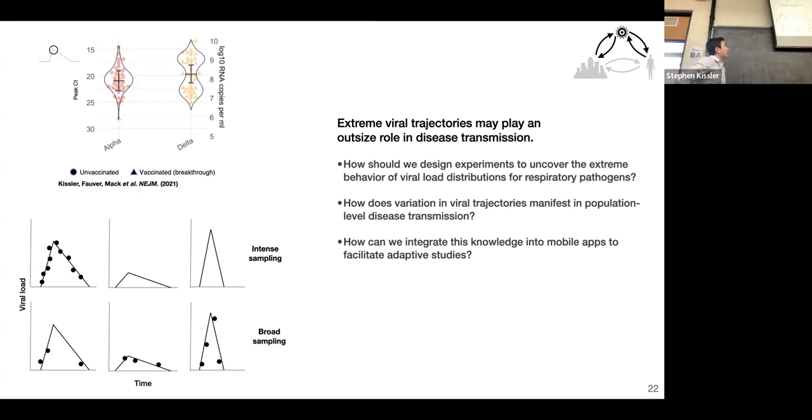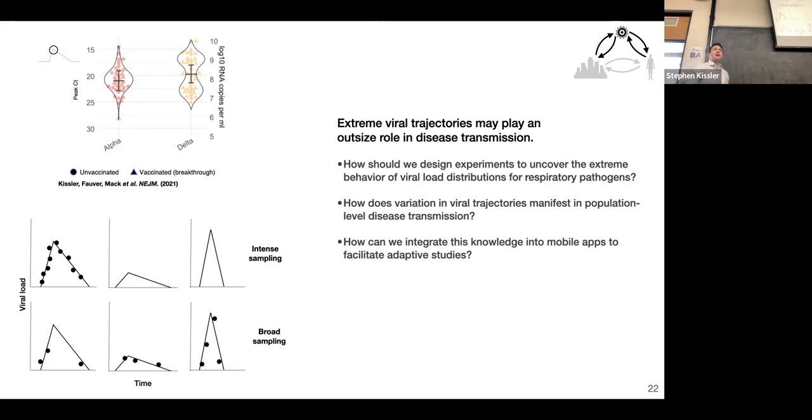Okay, well, how do we design experiments to understand not just what the mean is, but what the tails of these distributions look like? Well, one idea is that if you have a fixed number of tests, you have to decide how to allocate them within individuals and between individuals. So one option is to do very intense sampling to get very good information about the viral dynamics within a single person. And so you test a single person every day or as frequently as you can. But if you do that, you might risk missing these other two infections that are very long or very tall.